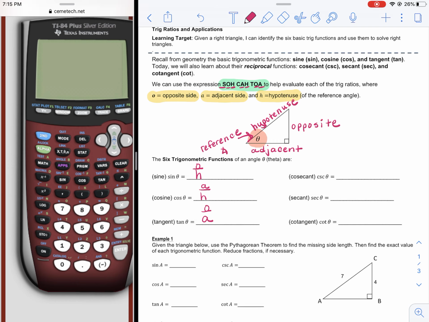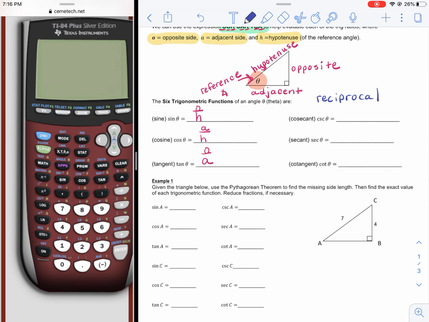We have 3 new trig functions that I'm going to introduce you to. These are called your reciprocal functions, because they are the reciprocals of the big 3, the sine, the cosine, and the tangent. I'm going to go backwards when I introduce these. The cotangent of an angle is the reciprocal of the tangent. That one's pretty easy to remember because the word cotangent has the word tangent in it. So if the tangent is O over A, then the cotangent is A over O.